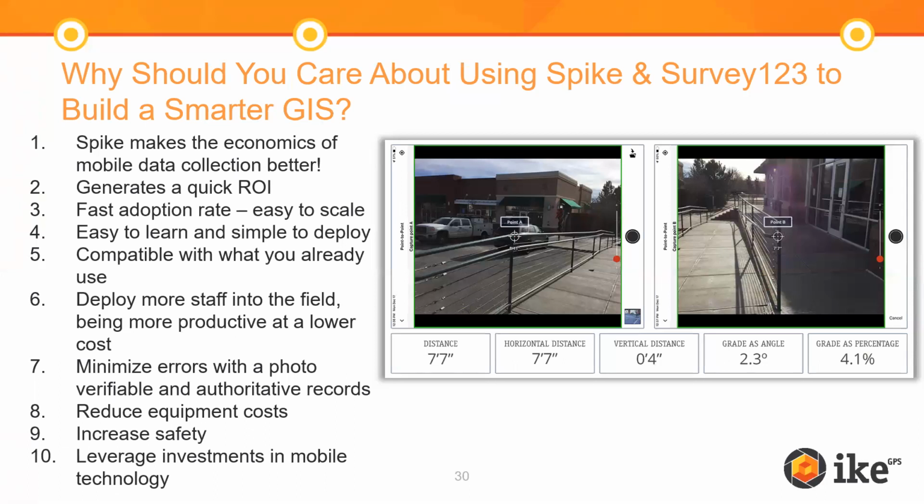Number one is that, and we truly believe this, Spike and Survey123 just make the economics of mobile field data collection better. We just do. If you've heard me cover ROI, savings in time, savings in equipment, I say it over and over again. It's about making the economics better, because that means more data will get collected. And as geospatial professionals, that should be important to us, because more data that's good and accurate means better analytics, new analytics. But we also deliver a very quick ROI.